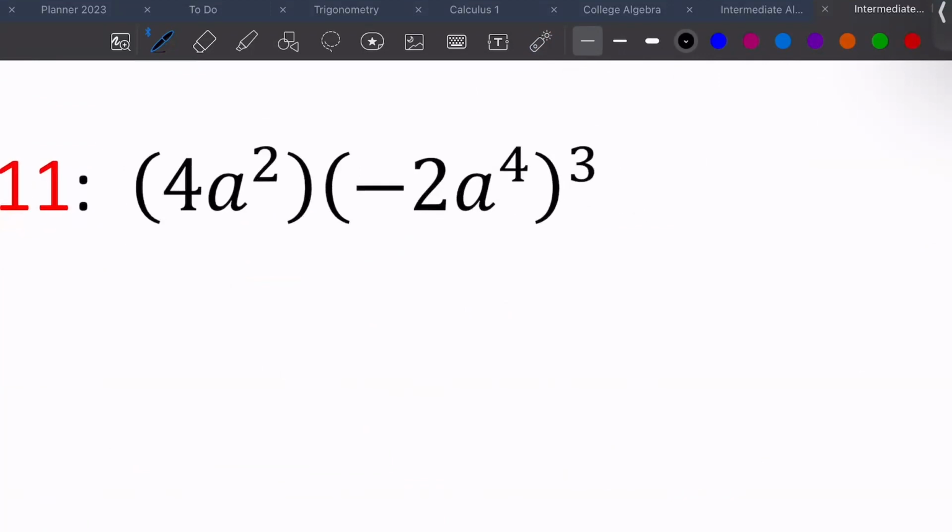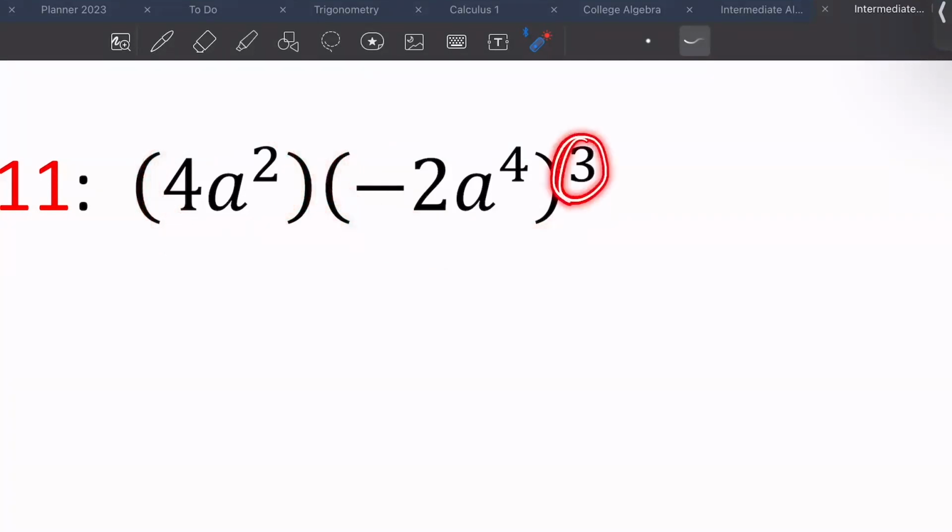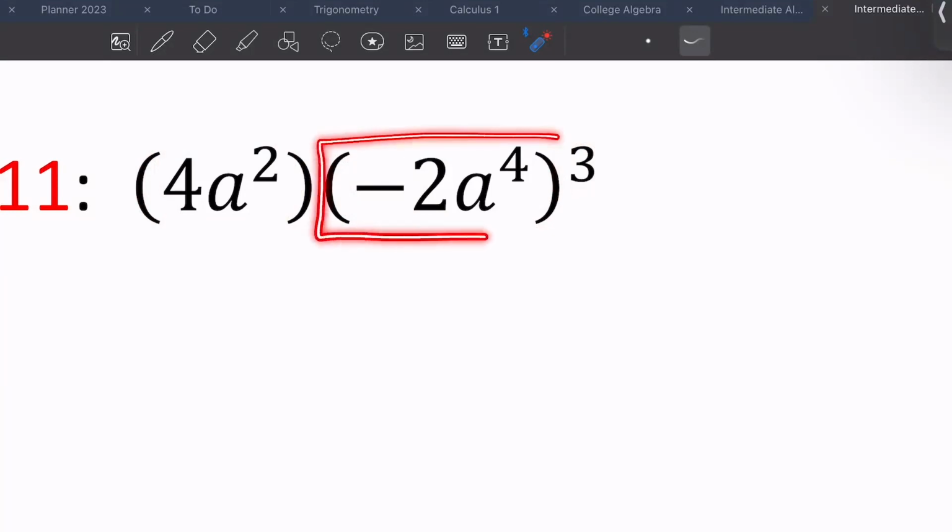Okay, let's look at this one. So we have this being multiplied towards this. Look at this second one though. What's that have? Exponent on the outside, right? So looking here, right?